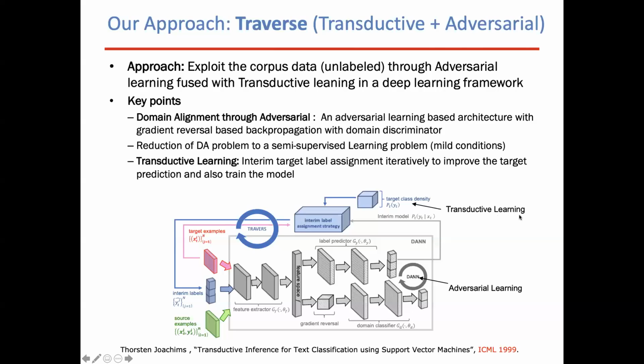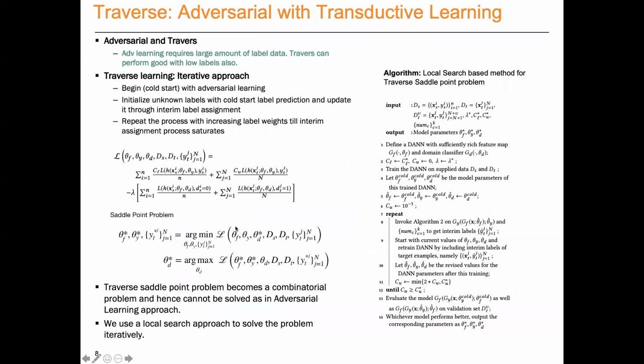So that is basically the transductive learning part, and this we actually keep repeating iteratively for some time. This transductive learning, of course, has been inspired by one of the alignment papers by Joachims in 1999. Let's be a little bit more precise about that. Adversarial learning requires a large amount of labeled data, but Transfer does not require a large amount of data even in the source domain. The Transfer approach basically does learning in an iterative manner.